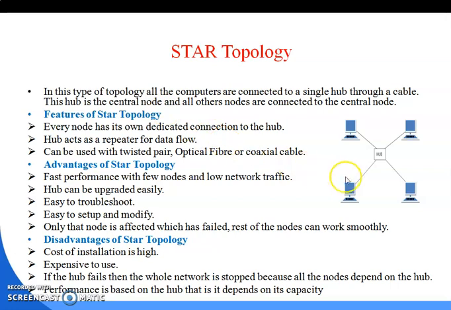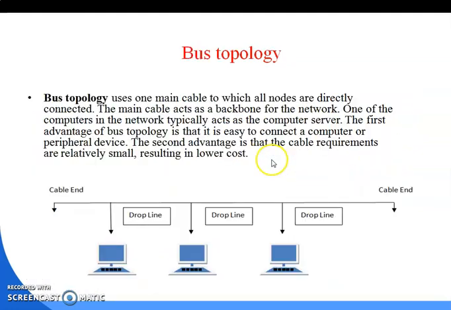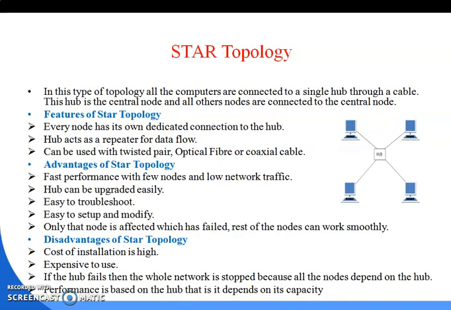What are the features of the star topology? Every node has its own dedicated connection to the hub. There is no dependency. In the previous architecture there was some dependency. That means when this system starts to communicate with this system, the line is purely dependent. But here there is no dependency.